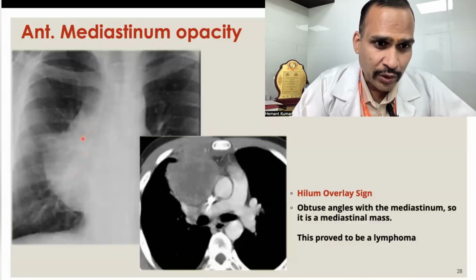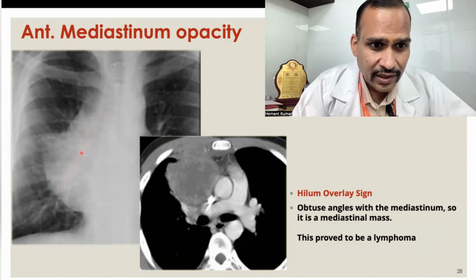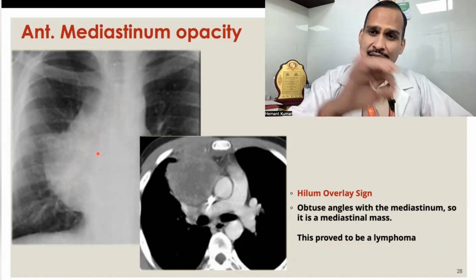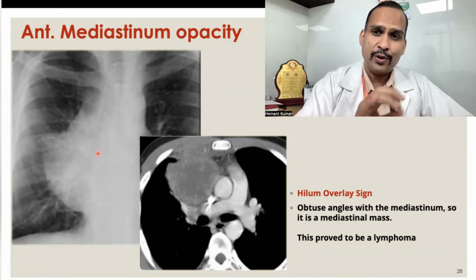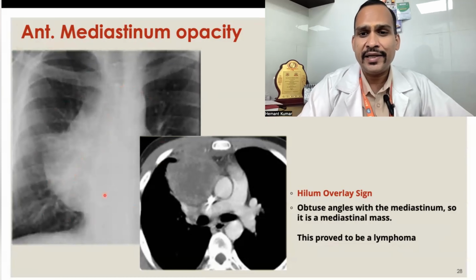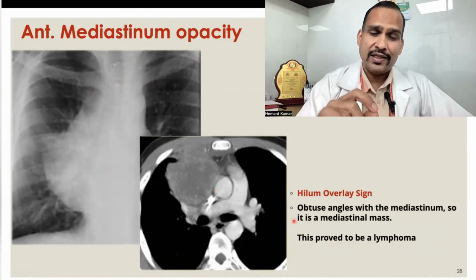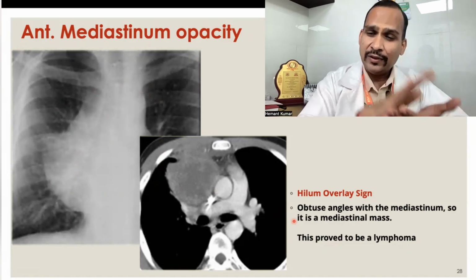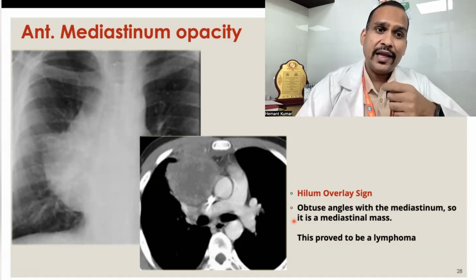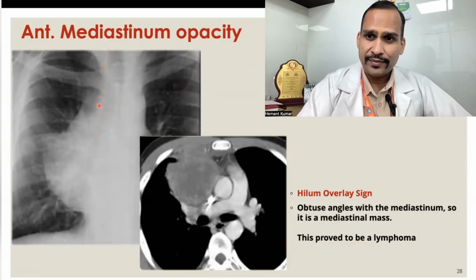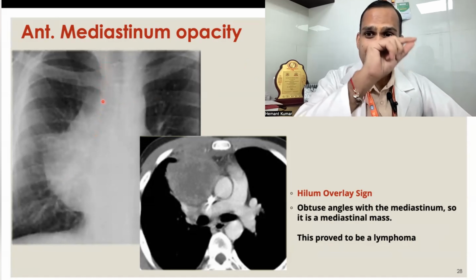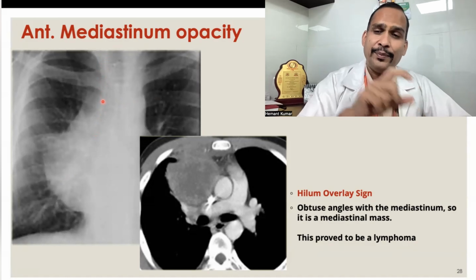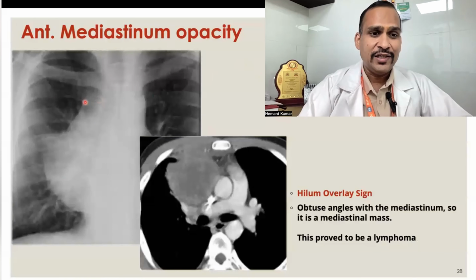Another thing is you can see hilar vessels clearly. See, these are hilar vessels. So if you find hilar vessels intact and they are seen out of the right heart border, the opacity is in the anterior mediastinum. Another thing is to differentiate between lung mass and mediastinal mass. A lung mass makes an acute angle with the border, while a mediastinal opacity makes an obtuse angle. Okay, so this is a mediastinal opacity.